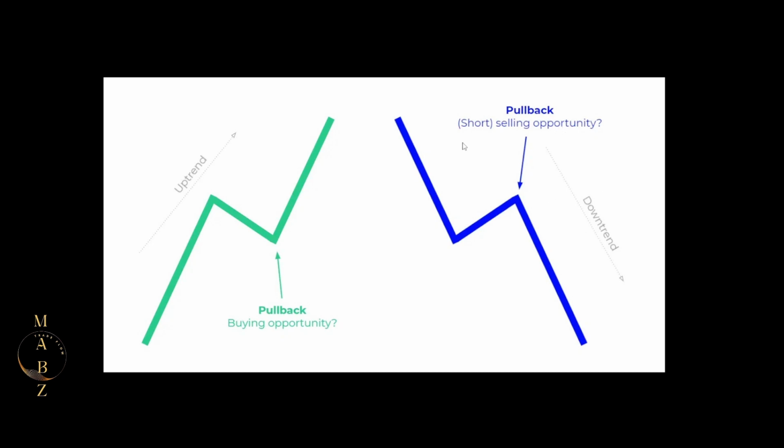So in a downtrend, we want to sell after the pullback is done or at the end of the pullback. And then in an uptrend, we want to buy when the pullback is done. And then we can open up a buy and ride the wave to the top side.